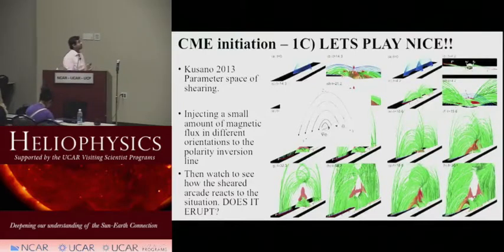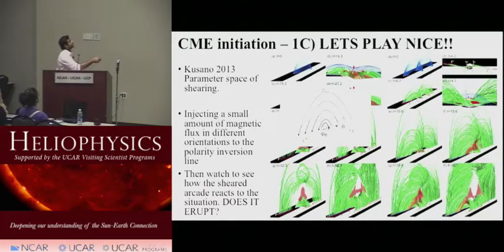And so this is an example of that kind of attitude in terms of research approach, which I really liked. This was done by Professor Kusano recently from Japan, and he was looking at the entire parameter space, basically, of shearing these arcades. Unfortunately, I don't think I have a movie of this, which is a shame because it was actually very pretty if you ever see him. And what he did was use lots of computational simulation time and simulated lots of different scenarios to see when the CME would erupt.